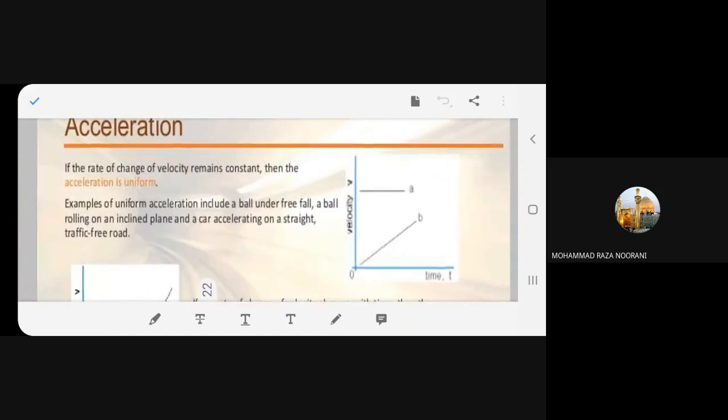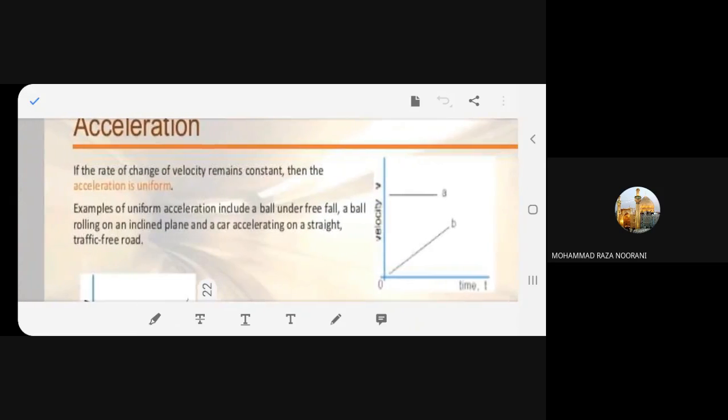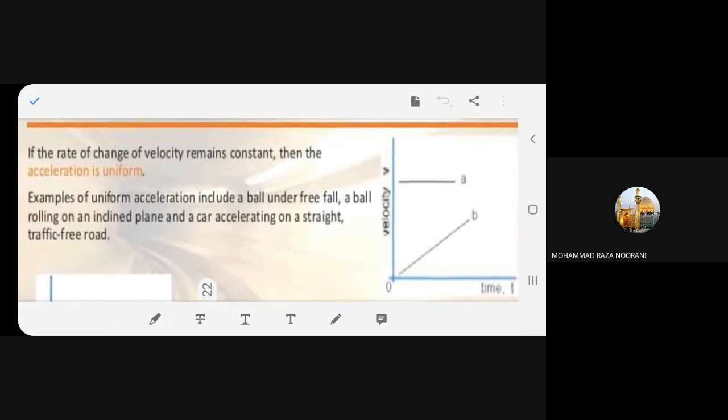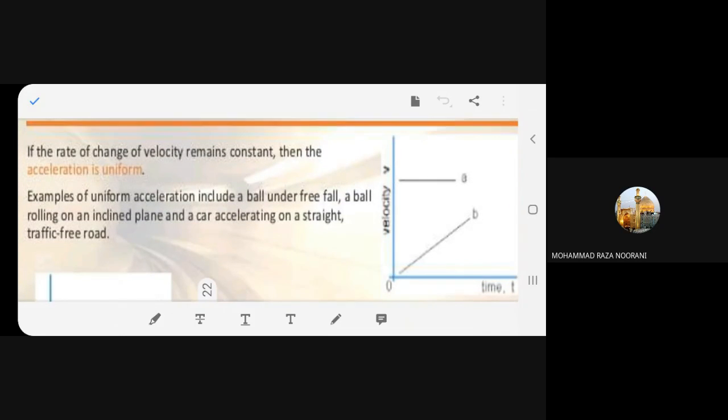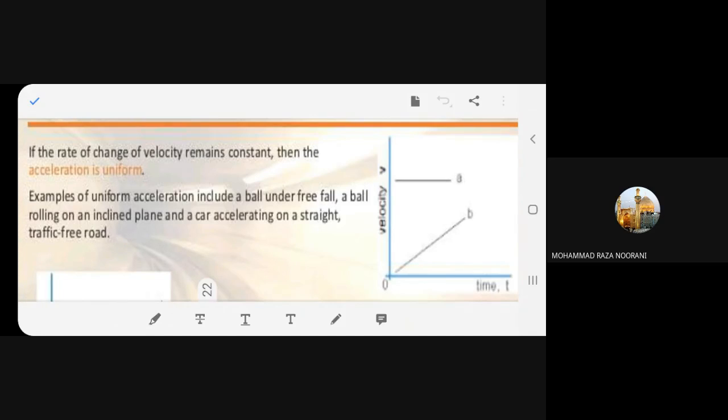Now we will do some graph. This is pertaining to acceleration. If the rate of change of velocity remains constant, then the acceleration is uniform. Examples of uniform acceleration include a ball under free fall, a ball rolling on an inclined plane, and a car accelerating on a straight traffic-free road.